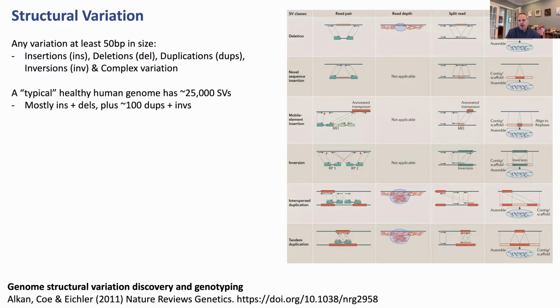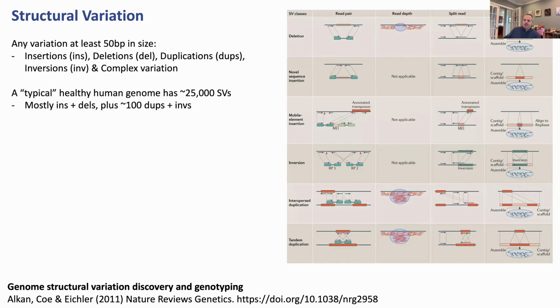In a typical healthy person, we're going to have on the order of, say, 25,000 structural variations. The vast majority of these will be insertions and deletions, plus on the order of a few hundred duplications and maybe a few tens of inversions. So the vast majority of these are insertions and deletions.